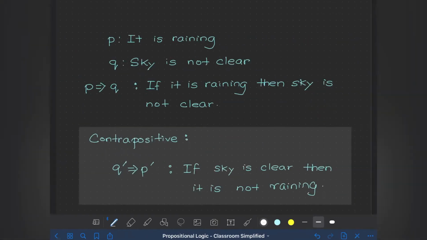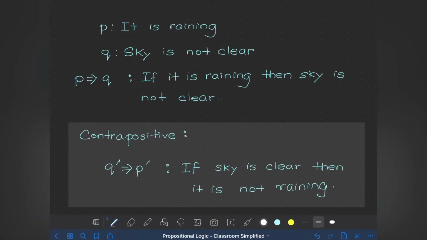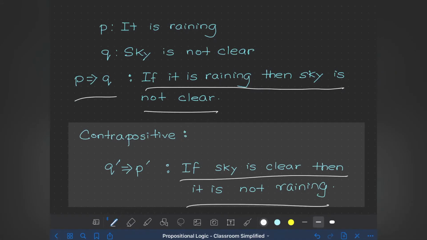Now moving to the next part, with the same example, contrapositive will be defined as Q dash implies P dash. That means the sides of the consequent and antecedent will be changed with the negation version of it. So the statement, P implies Q, represented as if it is raining then sky is not clear, will be termed as if sky is clear then it is not raining. So this is the part of converse, inverse and contrapositive.